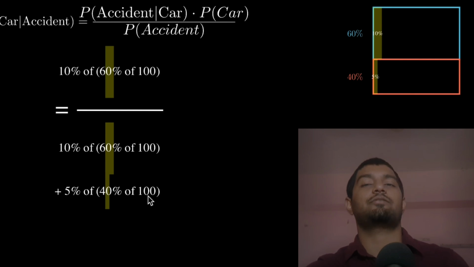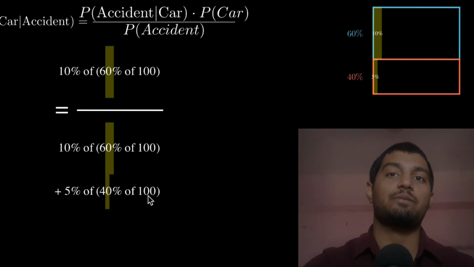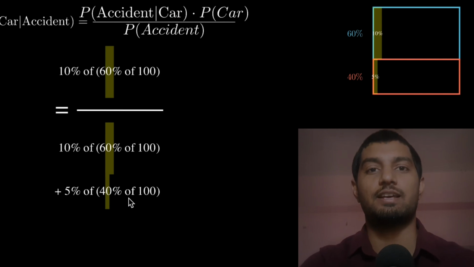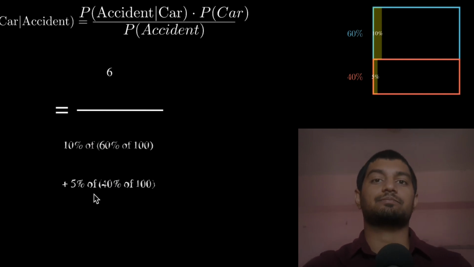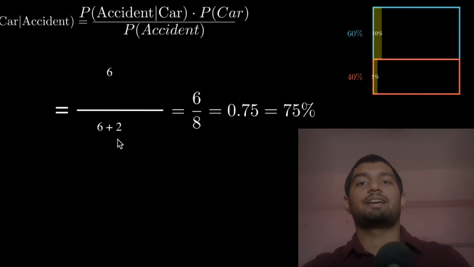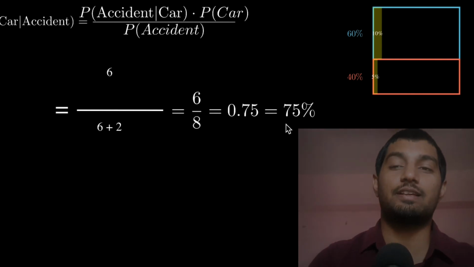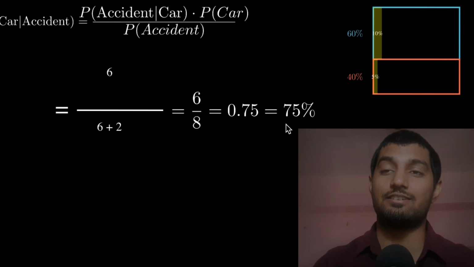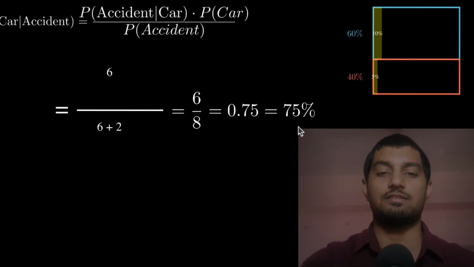So 40% of that, let's say we consider that there were 100 vehicles overall, 40% motorcycle, meaning 40 were motorcycles, 5% of 40, I think it will be 2, I guess. So 6 plus 2, 8. So 75% is the probability that the accident was caused by a car, which is actually true. You can see over here, right? The area is quite bigger as compared to this one, so it makes sense.